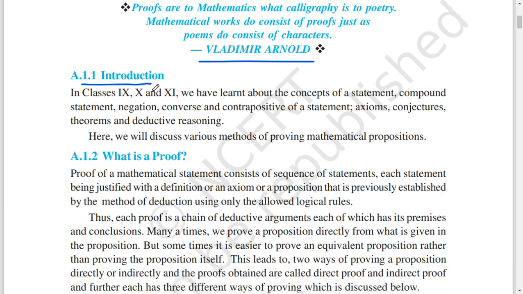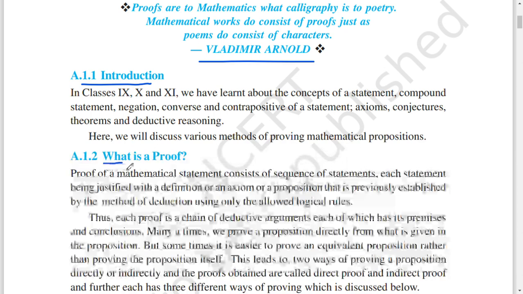Introduction. In classes 9, 10 and 11 we have learned about the concepts of a statement, compound statement, negations, converse and contrapositive of a statement, axioms, conjectures, theorems and deductive reasoning. Here we will discuss various methods of proving mathematical propositions.